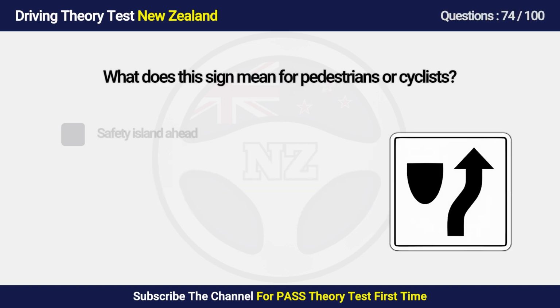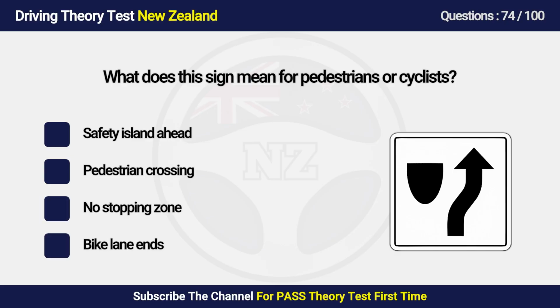Question 74. What does this sign mean for pedestrians or cyclists? A. Safety island ahead. B. Pedestrian crossing. C. No stopping zone. D. Bike lane ends.